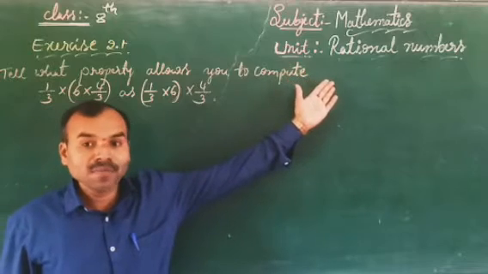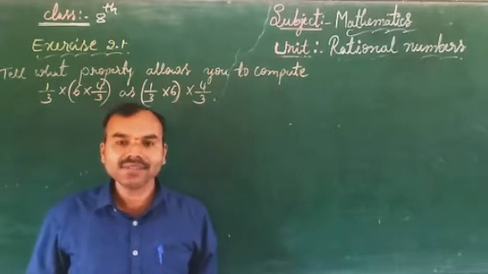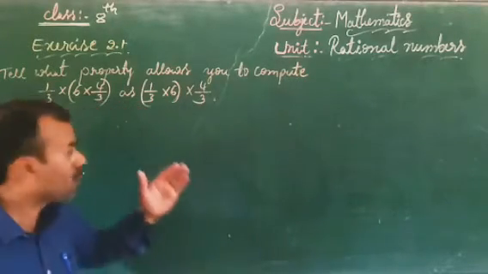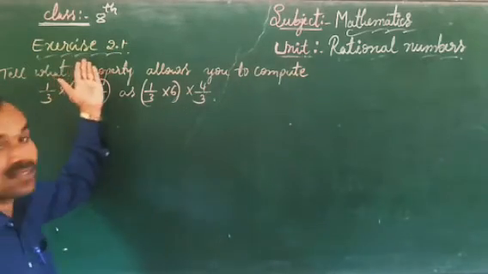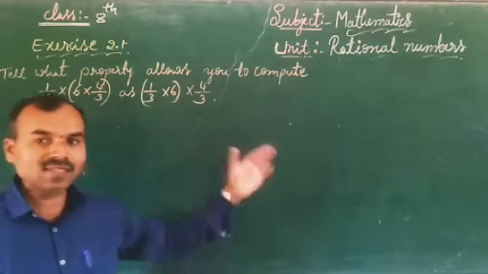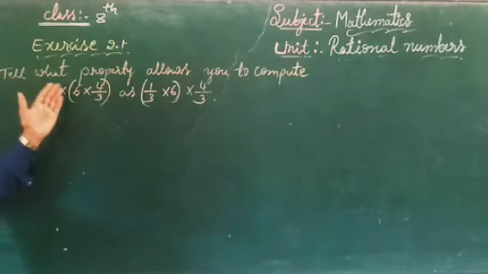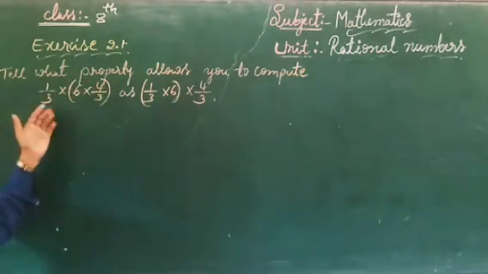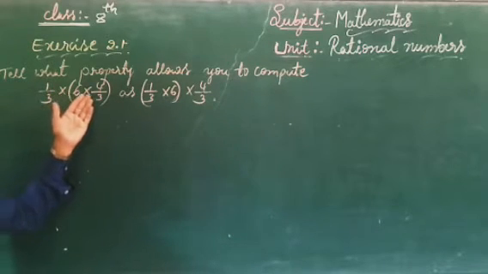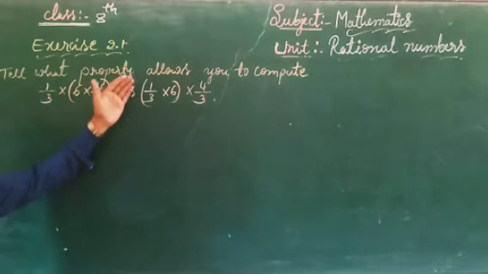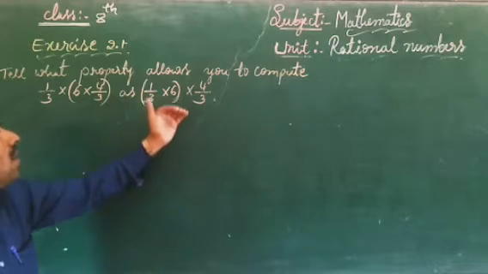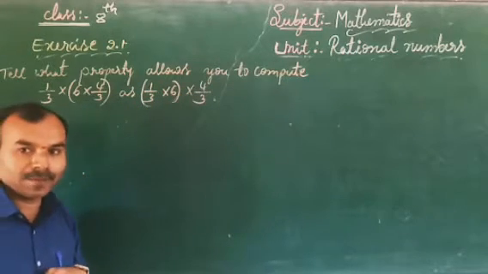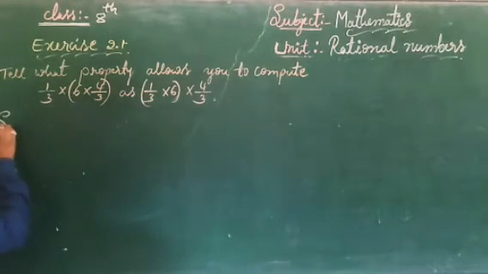Unit Rational Numbers. In this class, we shall start the problems from 7.1 with exercise 2.1. Just read it. Tell what property allows you to compute 1 by 3 into 6 into 4 by 3 as 1 by 3 into 6 into 4 by 3. Just take down the solution.